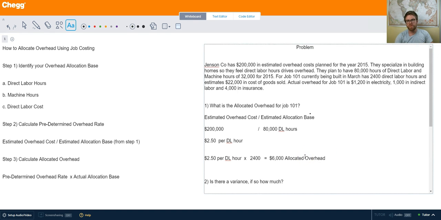And that's it. So once again, if you follow those 5 steps, you can get to the answer. It makes it a lot easier. You know what to identify, what not to use to calculate allocated overhead, get any type of overhead variance, and then adjust cost of goods sold if necessary. Hopefully this was helpful for y'all today.